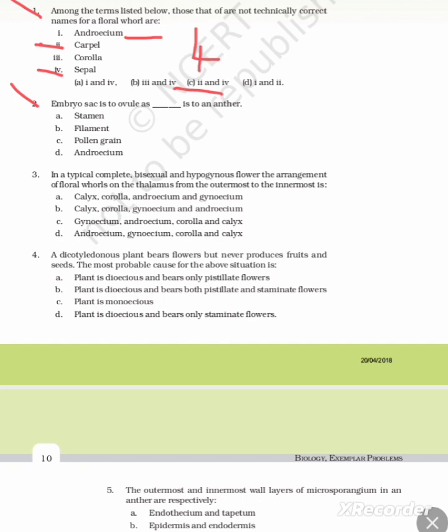Second question, embryo sac is equivalent to ovule, which means embryo sac is present inside the ovule. Similarly, inside the anther we will find pollen grains. So pollen grain is the right answer for this question.